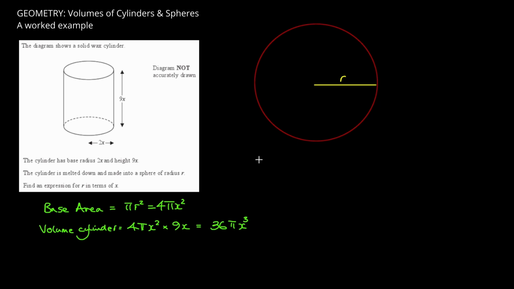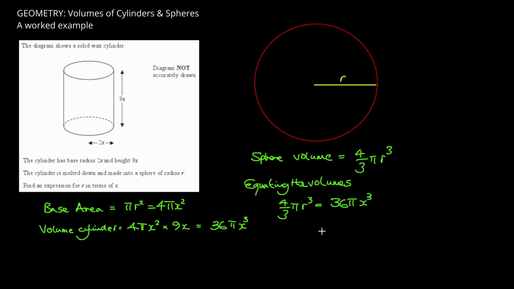Let's come around to the sphere. Now the volume of a sphere equals 4/3 pi r cubed. It's worth remembering that sometimes they give it to you, sometimes they don't. So equating the volumes, straight away the pi's cancel, and 4 will go into 36 9 times. Therefore, r cubed over 3 must equal 9x cubed.